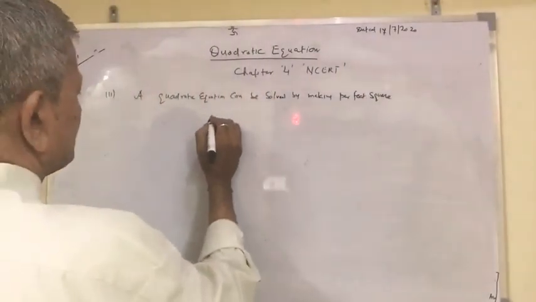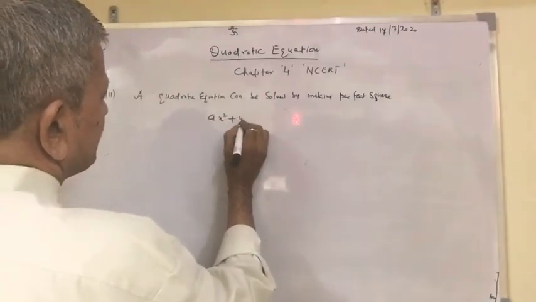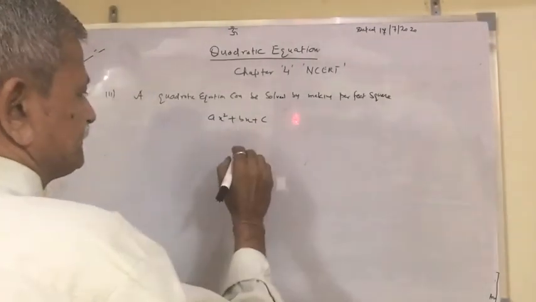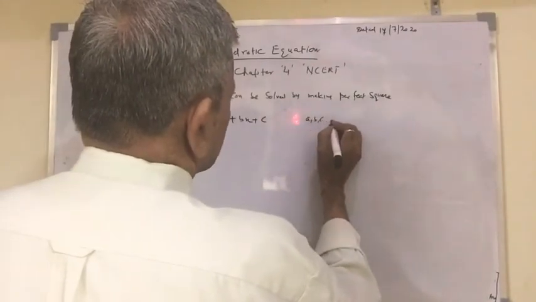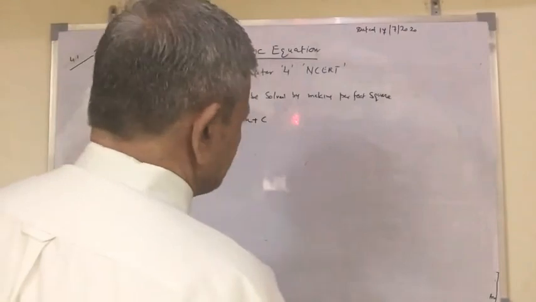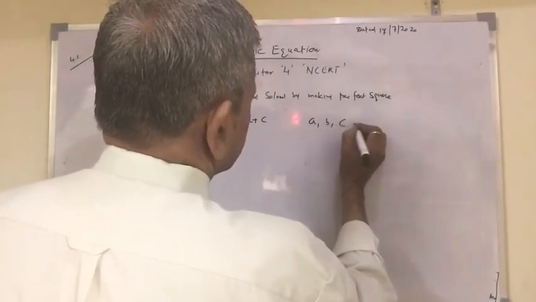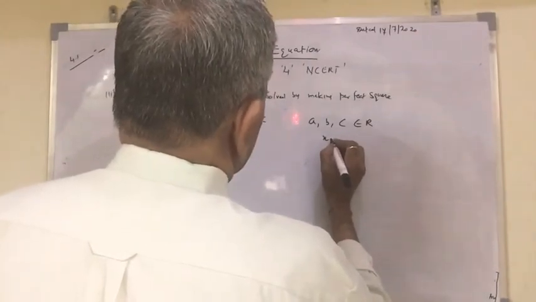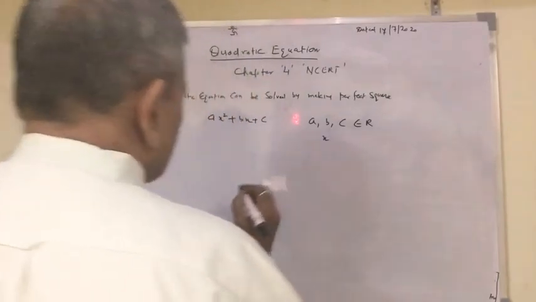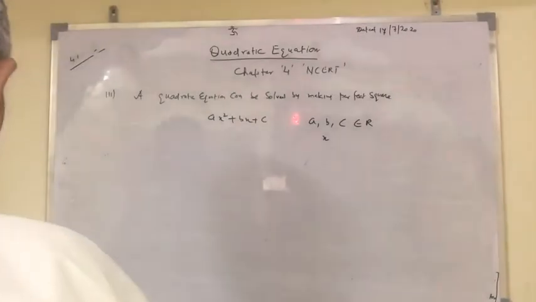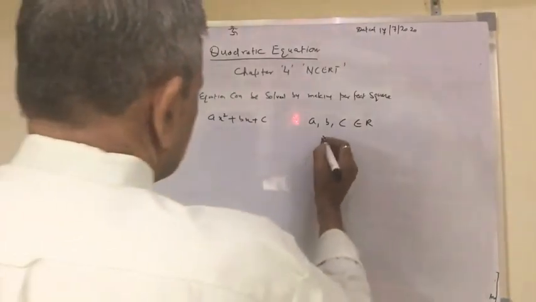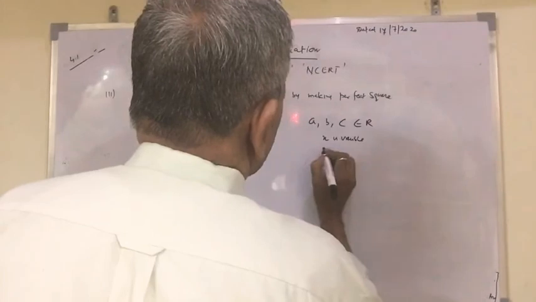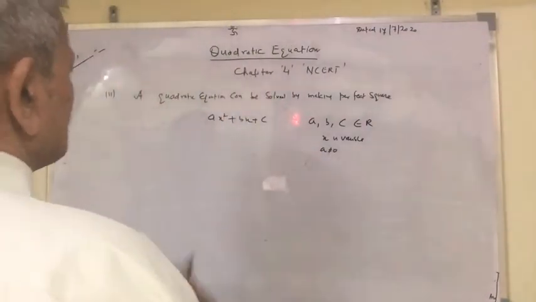Now in this case, let us suppose ax square plus bx plus c is your quadratic equation, where a, b, c belong to real numbers, x is the variable, and a is not equal to 0. So this is your quadratic equation.